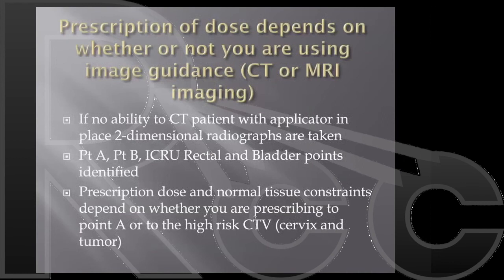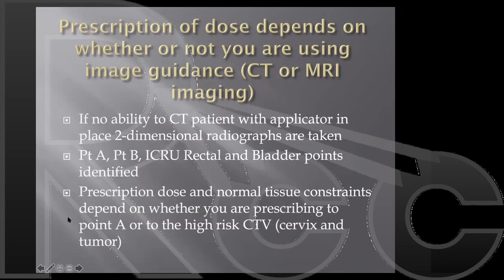And now we're going to get into the prescription of dose. The prescription of dose really depends on whether you're using image guidance, a la GEC-ESTRO, with CT or MR imaging with each implant, or whether you're going to prescribe to point A. So it really has to do with what your resources are and whether you have three-dimensional dosimetry in the department. If you don't have the ability to CT patients with the applicator in place, you certainly can do point A dosimetry with two-dimensional orthogonal radiographs. Using those, you determine point A and point B, your ICRU rectal and bladder points.